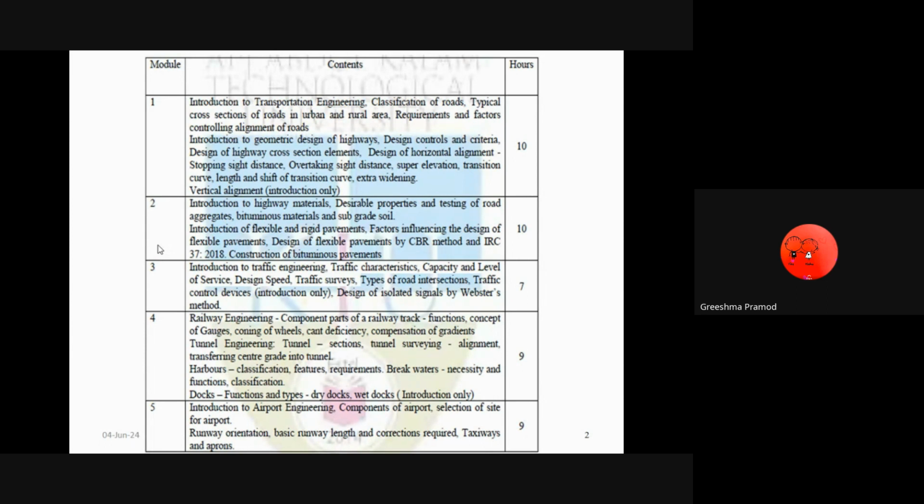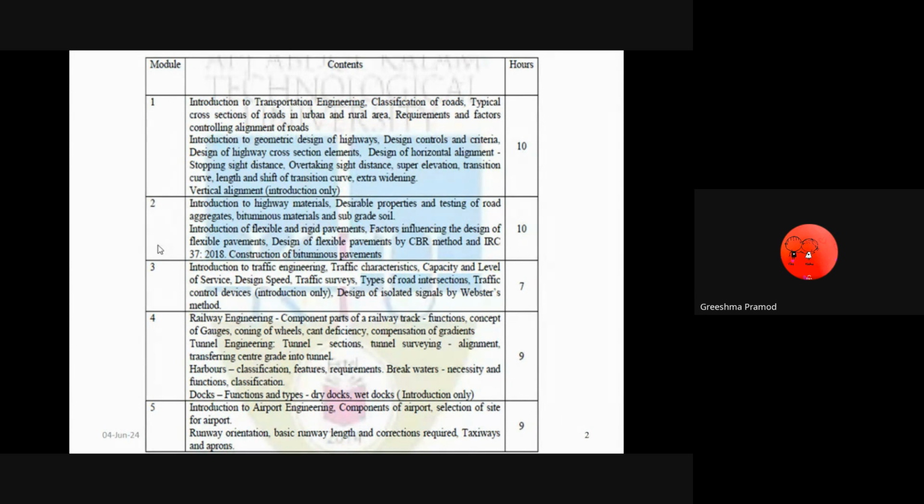Then, how will you classify urban roads? Then the cross sections of roads in urban and rural areas, that is, the cross section of the national highway in embankment and national highway in cutting. All these figures are important. Then from highway alignment, what are the requirements of highway alignment? You have short, easy, safe, and economical.